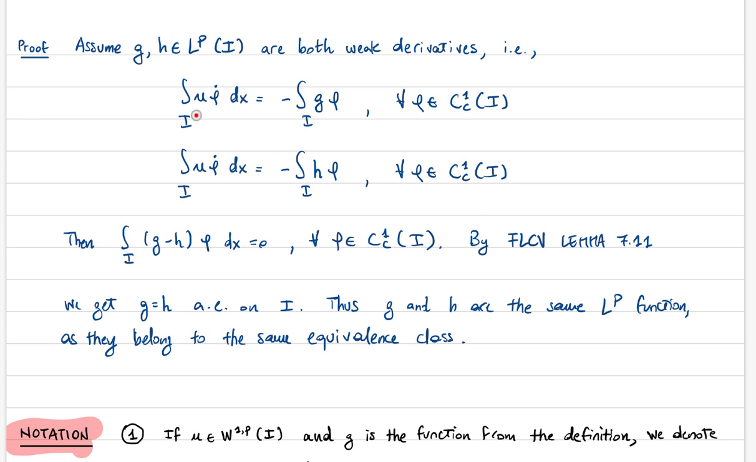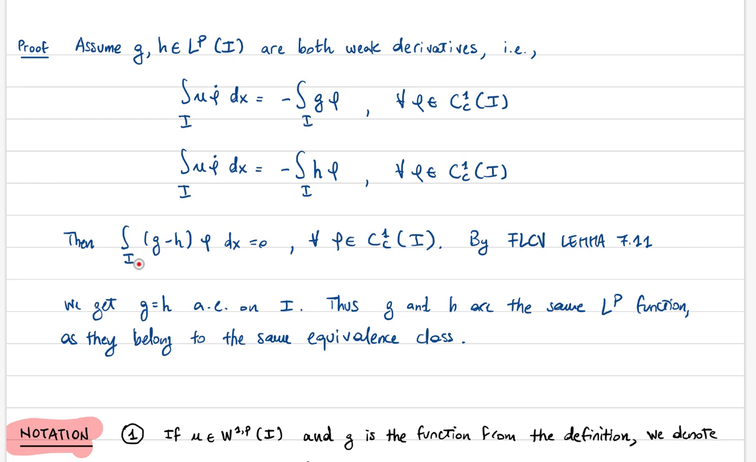That is, the integral of u times phi prime is equal to minus the integral of g times phi, and this for all phi test functions, and the same for h. So the integral of u times phi prime is equal to minus the integral of h times phi for all phi C1 compactly supported. Therefore, these two are the same, and then we conclude that these two guys are the same, right?